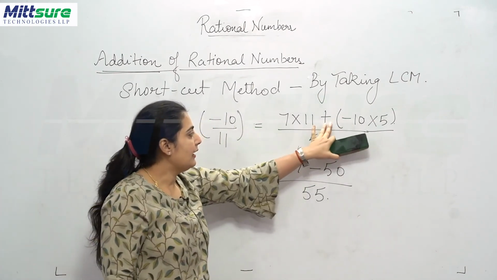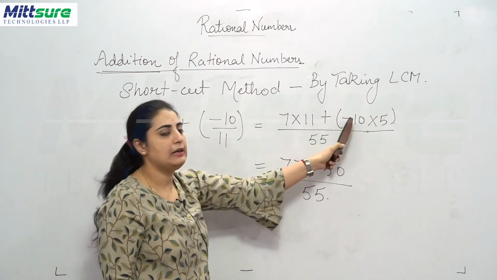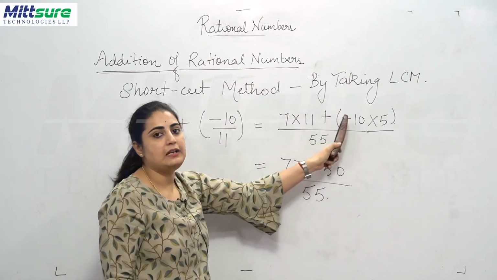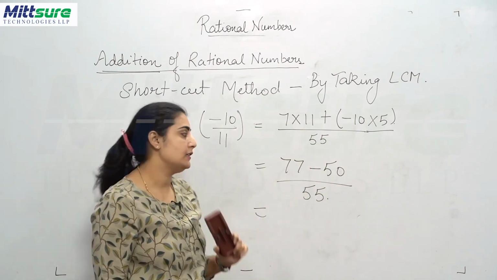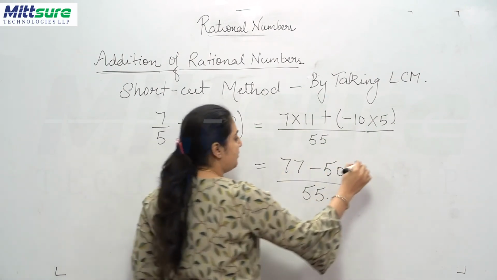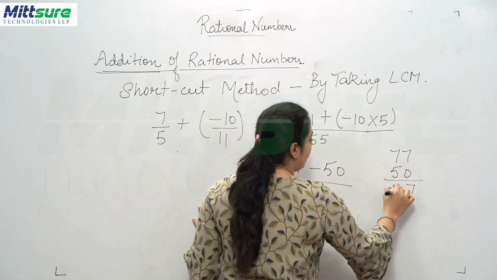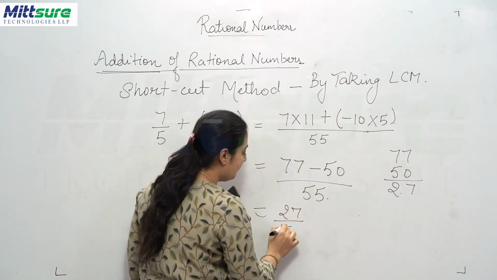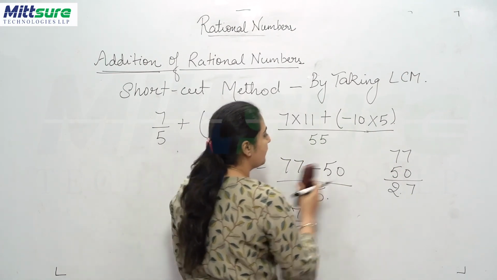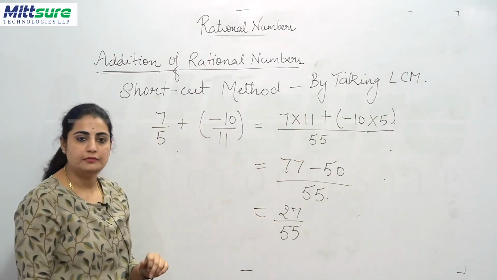This sign will again change into a minus sign. Why? Because whenever we multiply a positive sign by a negative sign, the sign gets changed to negative. Clear? So when we subtract 50 from 77, we get 27. So 27 will remain positive. The sum which I get here is 27 upon 55.